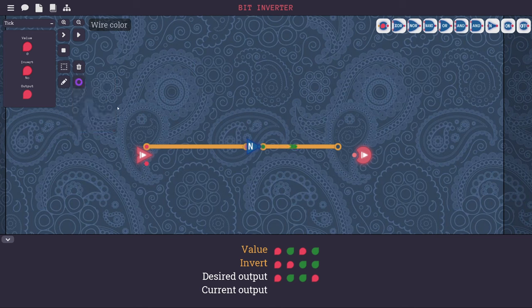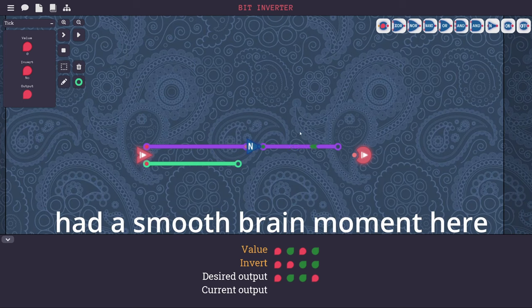Now, why don't we color this purple here? Purple is going to be our main value going through. The problem is we don't always want to invert. We only want to invert if the invert signal is toggled. So let's use cyan for the invert line.